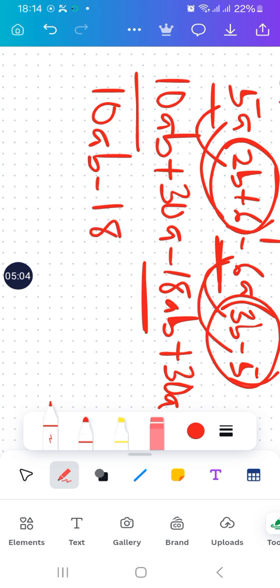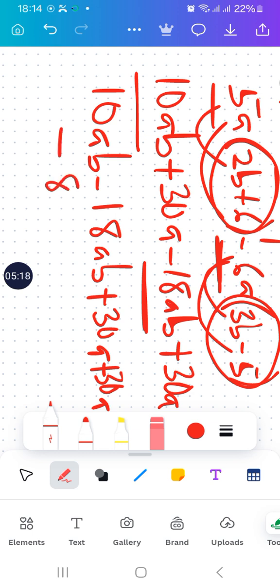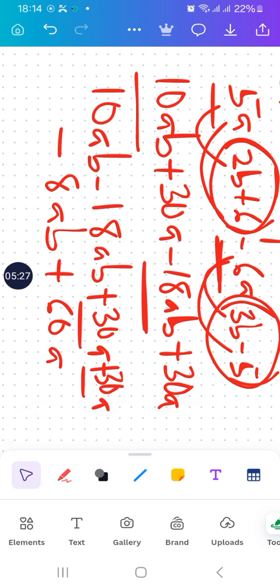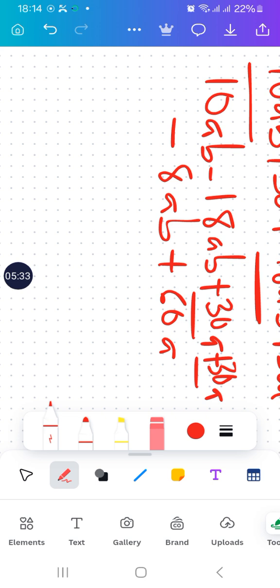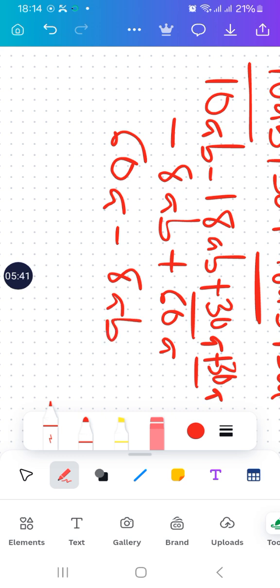10ab minus 18ab plus 30a plus 30a. We have brought all of them together. So 10ab minus 18ab, you have 10 naira, you are owing 18 naira. That's minus 8ab, plus 30a plus 30a, that will be plus 60a. So this is what our answer is going to look like. And if you feel like it, you may bring the one that has plus to the front so that we have 60a minus 8ab. They still mean the same thing. So if a number is written without a sign, it means it has an invisible plus.